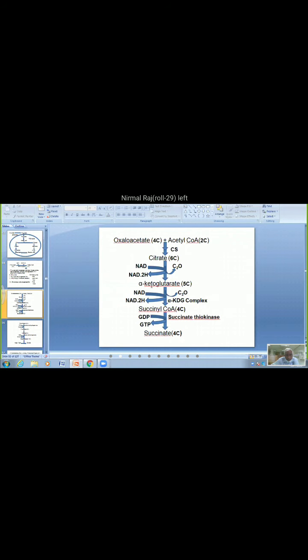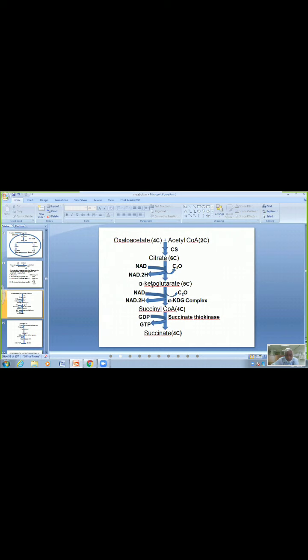Then alpha ketoglutarate is oxidized to succinyl CoA. Again there is decarboxylation. Another molecule of carbon dioxide is produced. Succinyl CoA is a 4-carbon compound, and the coenzyme involved is NAD. NAD is converted to reduced NAD. Okay, is it clear?